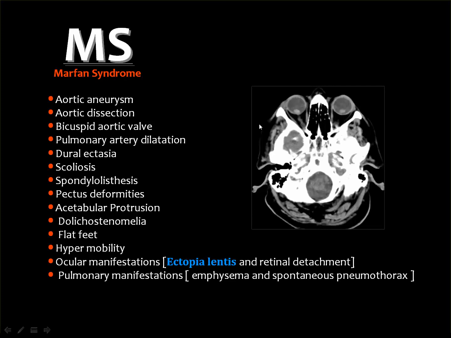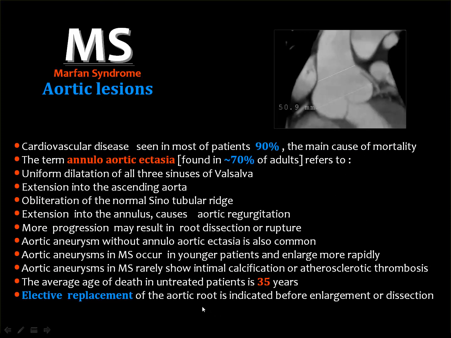Other stigmata of Marfan syndrome are numerous: aortic aneurysm, dissection, bicuspid aortic valve, pulmonary artery dilatation, dural ectasia, scoliosis, spondylolisthesis, pectus deformities, protrusio acetabuli, dolichostenomelia, flat feet, hypermobility, and ectopia lentis, which means that the lenses are not at their normal location, but are ectopic in the posterior chamber.